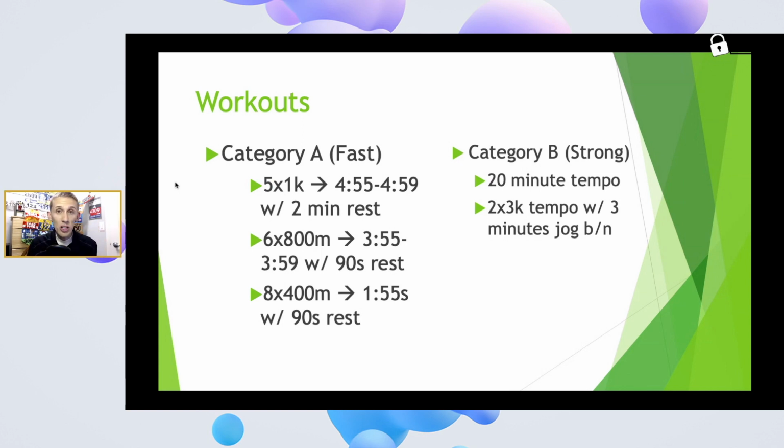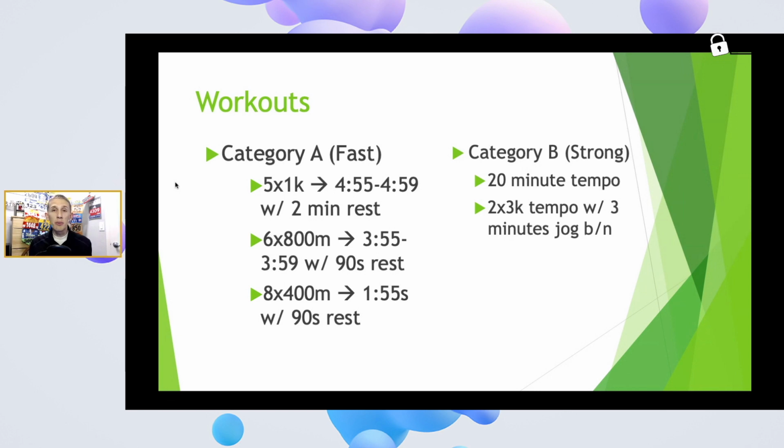Now, category B is all about strength workouts, meaning it's all about lactic threshold or tempo pace work. Now, strength workouts aren't as fast as what interval workouts or category A workouts are, but they're focused on increasing that capacity of the body to be able to run at a fast pace. So, for example, one workout could be a 20-minute tempo.